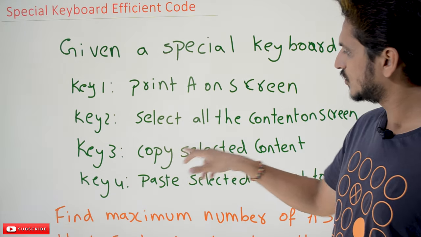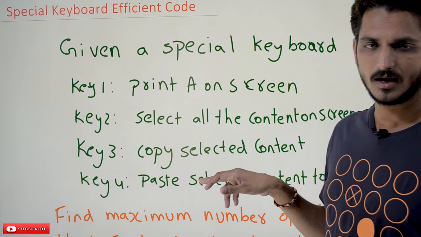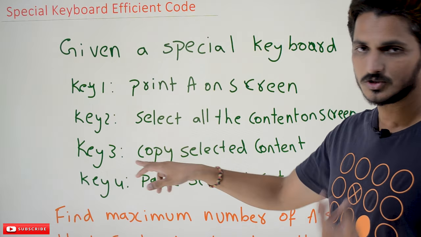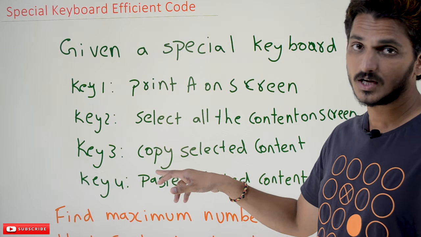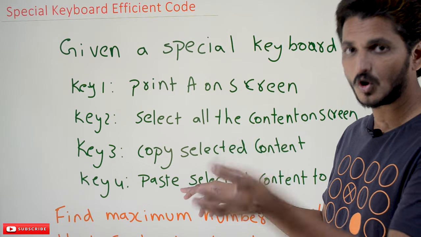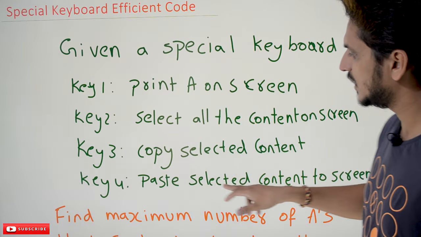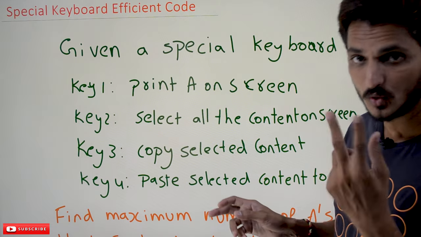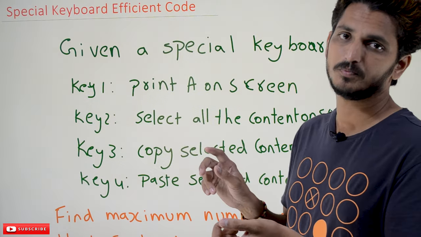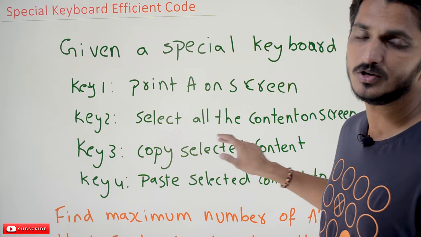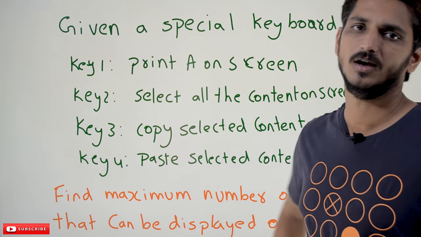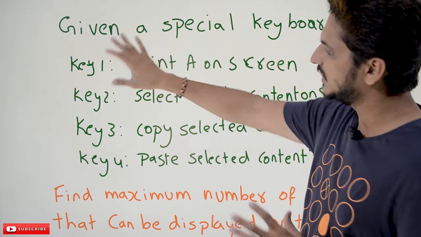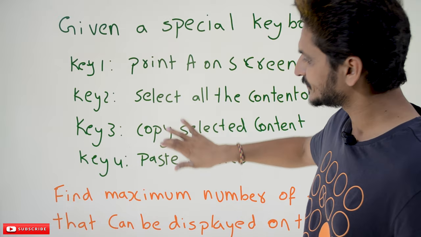The third key is used to copy the selected content. So when you press the third key, whatever content you selected, it is going to copy that. The fourth key pastes the selected content onto the screen. You copied two A's. If you press the fourth key, it is going to display two A's on the screen. So this is what the keys are on the keyboard.